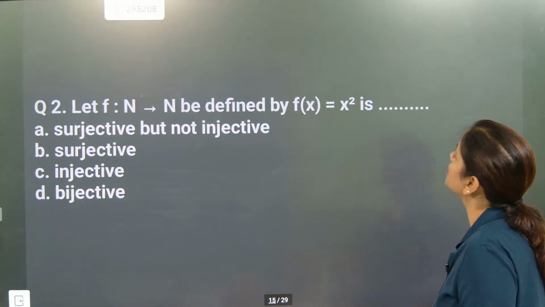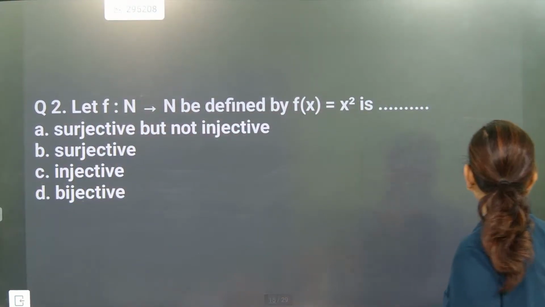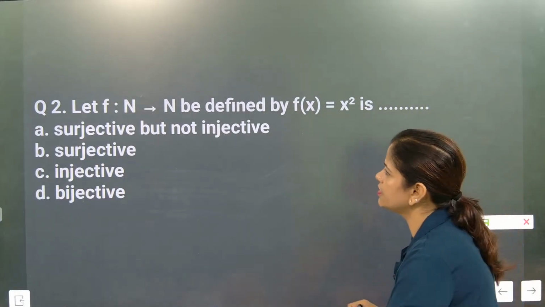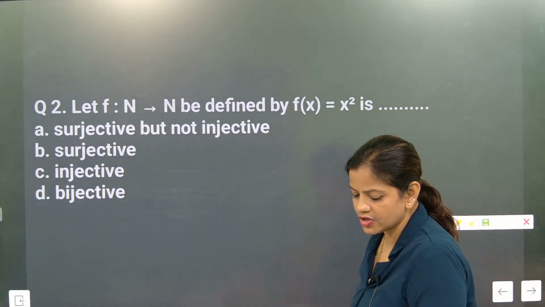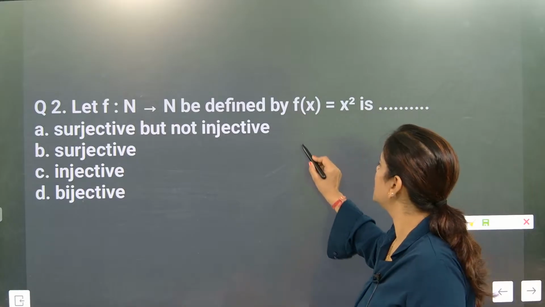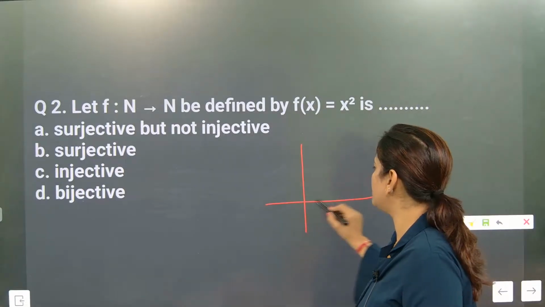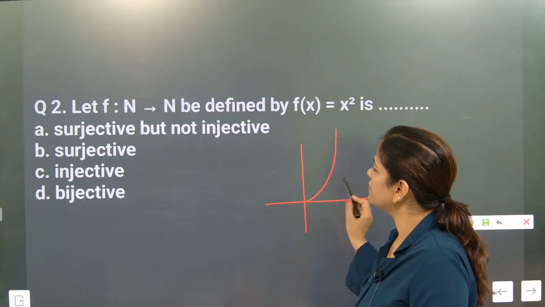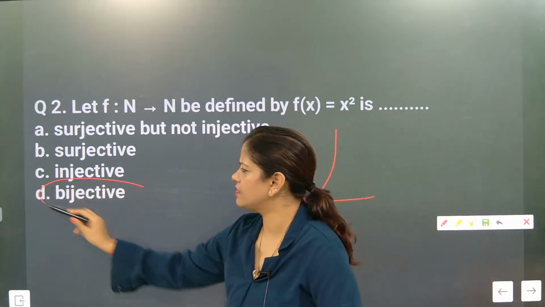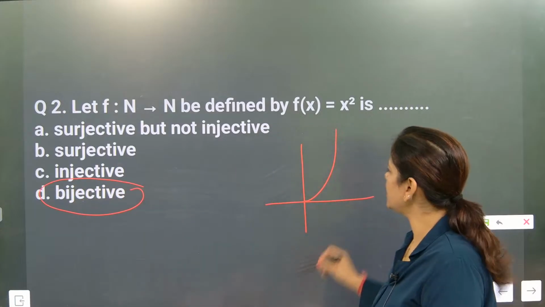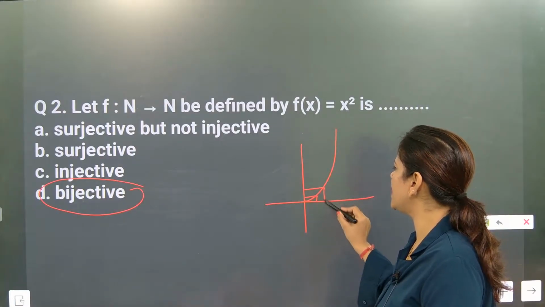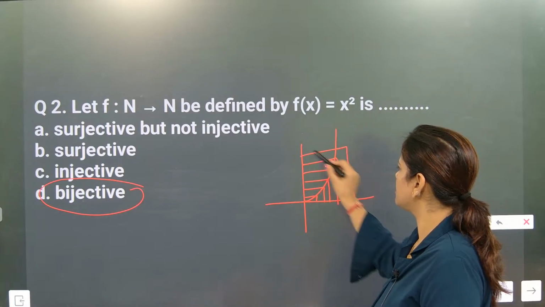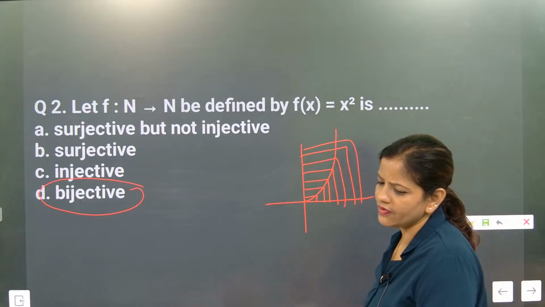Next part: if it is the set of natural numbers, you need to understand that natural numbers do not have negative numbers. In that case the graph will become only this half, and then it is going to be surjective, it is going to be bijective. Check, because every specific input will have an output, all the domain elements will be mapped.